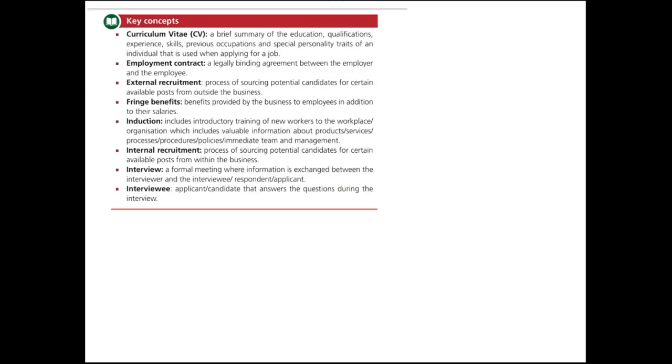If we look at some key concepts, a curriculum vitae or CV is what you send in. So the candidate sends that in.